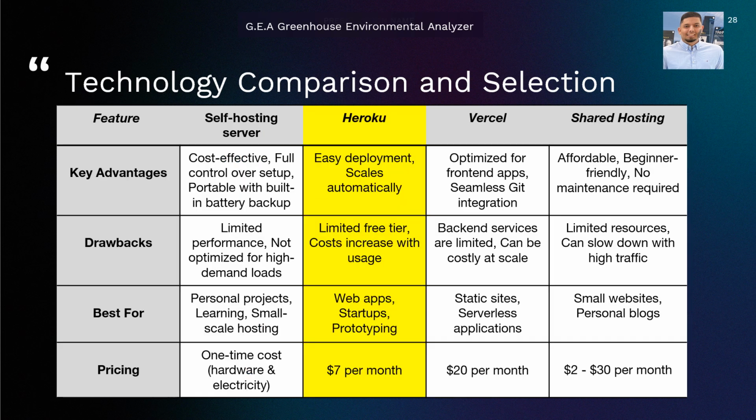We also found out that Heroku was the best way to host our server. It has easy deployment and it scales automatically. Also, it is really good for web apps, startups, and prototyping. Also, it has fair pricing since it is only $7 per month. The only drawback that we found was that it has a limited free tier and also cost increases the more that you use it.